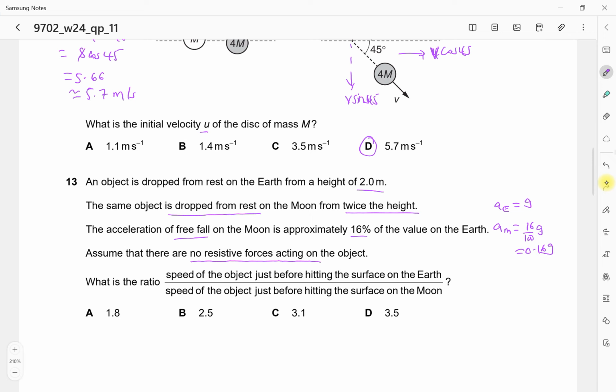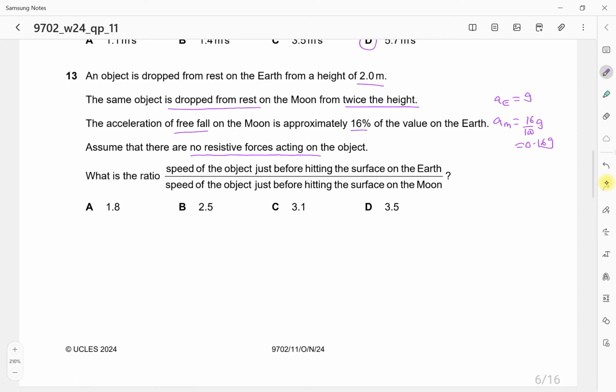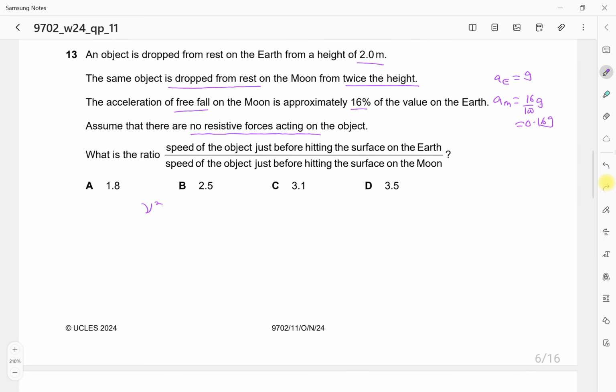Assume that there are no resistive forces acting on the object. So the accelerations are going to be constant. What is the ratio of the speed of the object just before hitting the surface on the earth over the speed of the object just before hitting the surface of the moon? Because there are no resistive forces, the accelerations are constant, so equations of motion can apply. Therefore, I'm going to just use v squared equals u squared plus 2as.